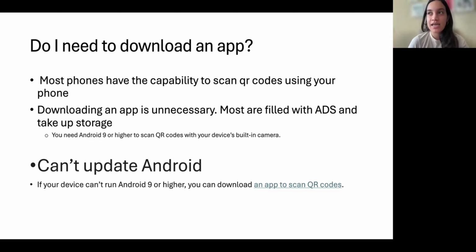What do I mean by updated? If you got your phone in the last 5 years, I'm 100% sure that you can use your camera to scan a QR code. You do not need a separate app downloaded on your phone, the same way you would download Zoom or WhatsApp. You most likely would not need to download a QR code app.